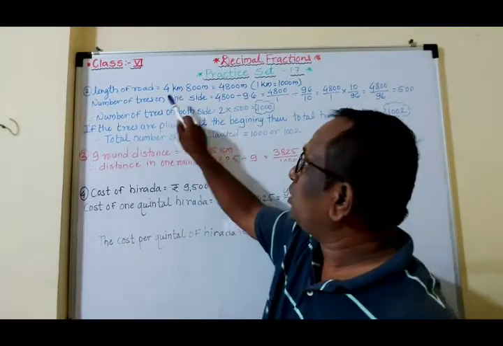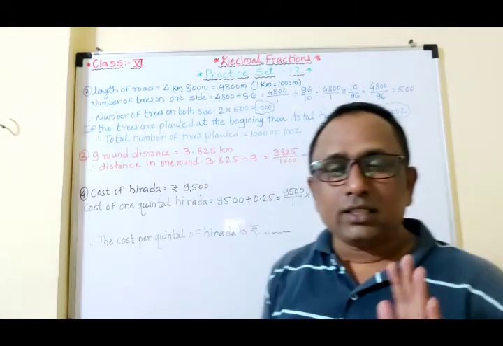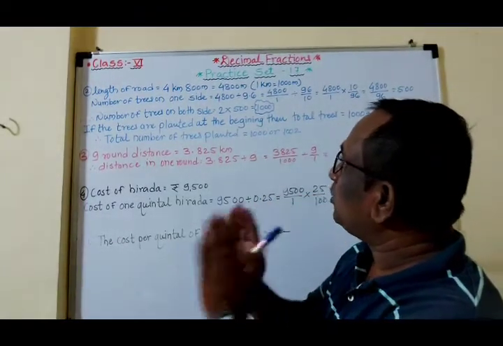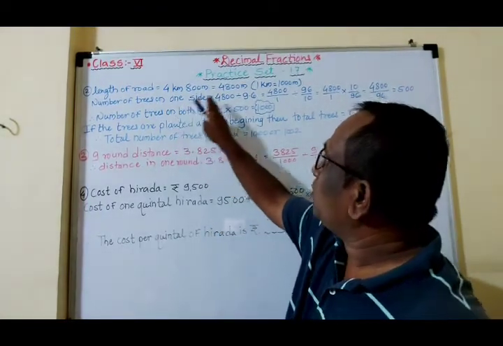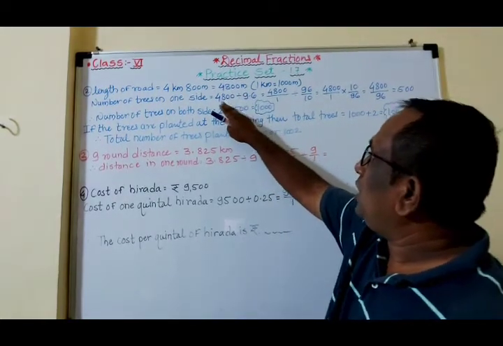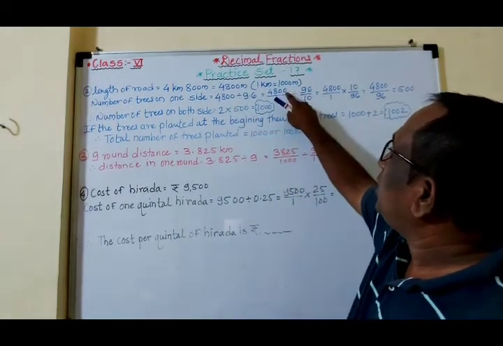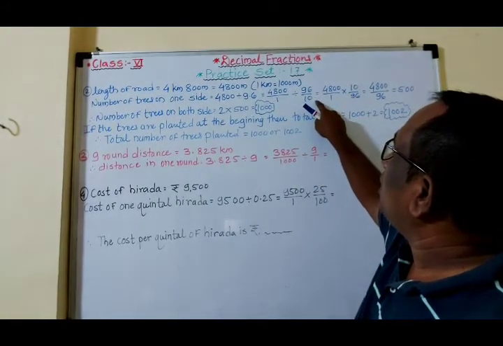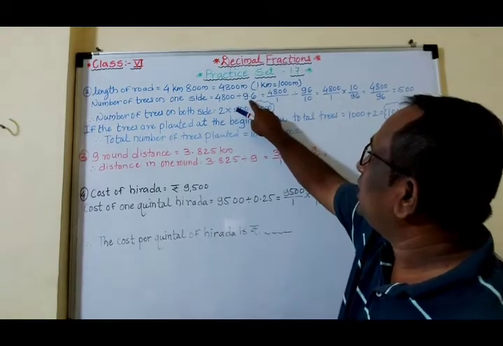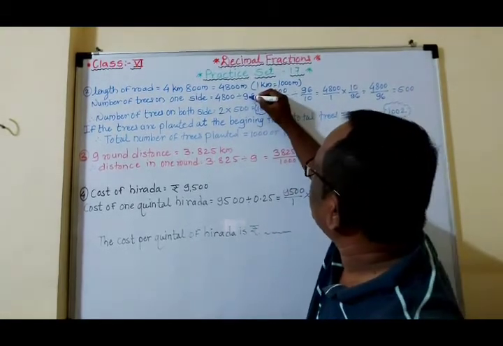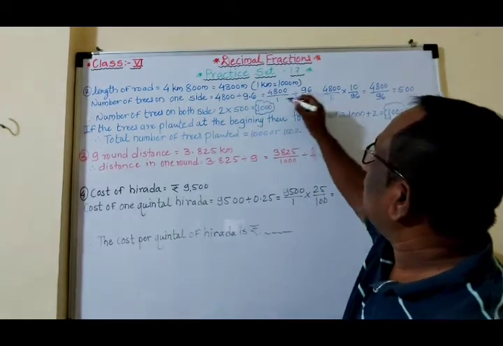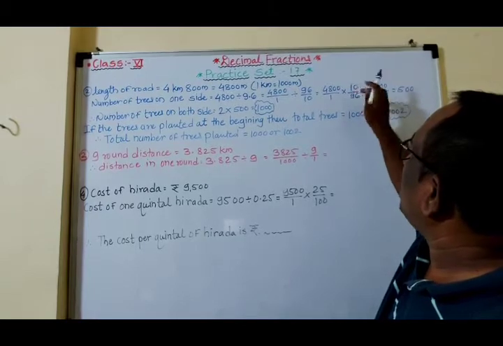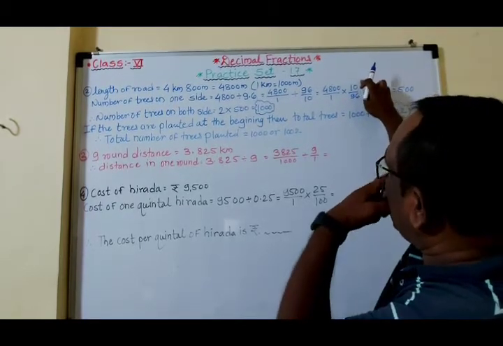Now the interval between trees on one side is given, 9.6. So the length of the road divided by the interval we have to do. So 4,800 upon 1 divided by 96 upon 10. Why? Because 9.6 here, this 9.6 means after the decimal point there is one digit, so our denominator is 10. Now we have to write the reciprocal of the second fraction, that is 10 upon 96.